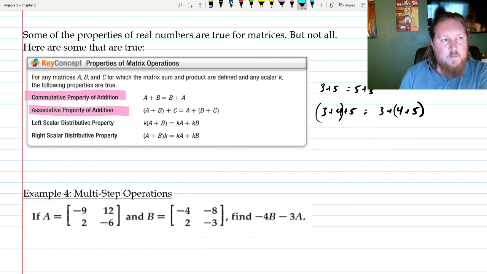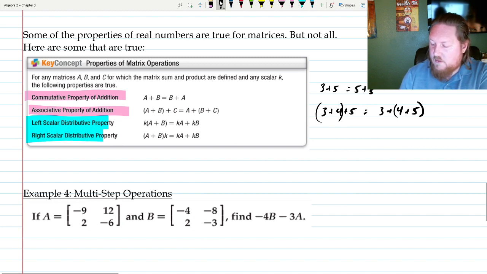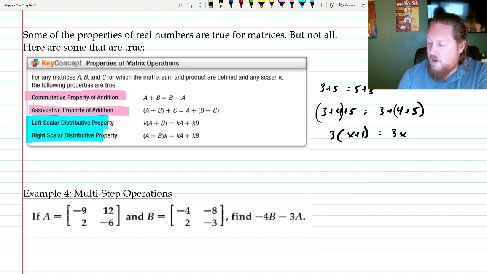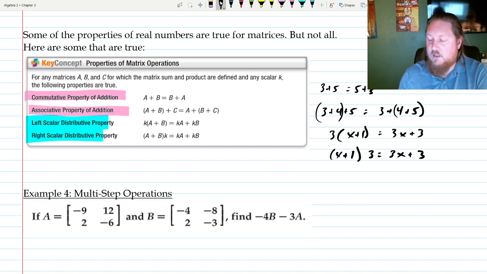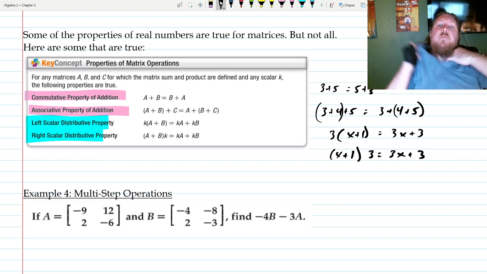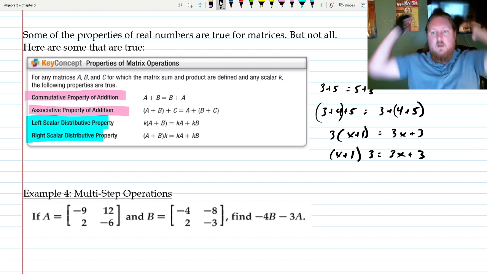The next ones are the distributive properties. You can distribute across multiple matrices with a scalar on the left or the right hand side. So that's like if you had 3 times (x plus 1), it could give you 3x plus 3. That is a totally fine and normal operation that we're used to dealing with. The equivalent for the right side would be (x plus 1) times 3. And even when you distribute that through, you can see you still get the same value. So the side that the scalar is on does not matter.